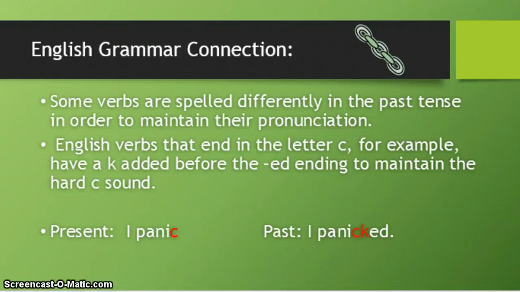To connect this with English, we know that some verbs are spelled differently in the past tense in order to maintain their pronunciation. In English, verbs that end in the letter C, for example, have a K added before the ed ending in order to maintain that hard C sound. For example, I panic becomes I panicked with a K.